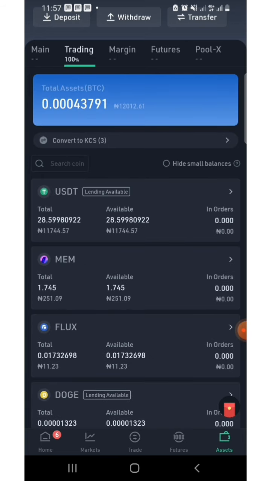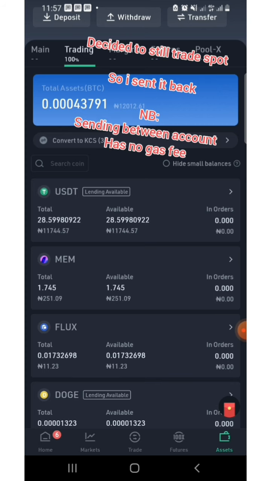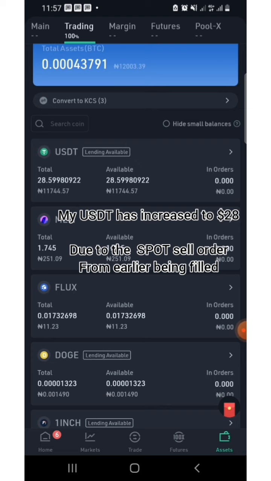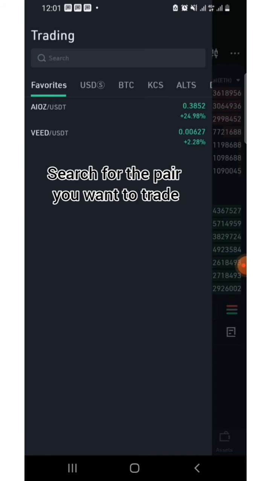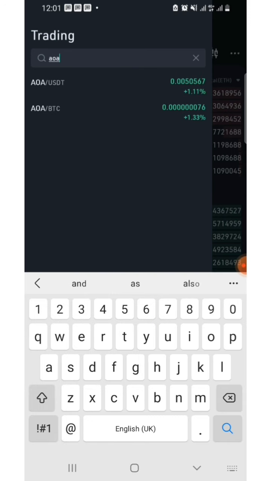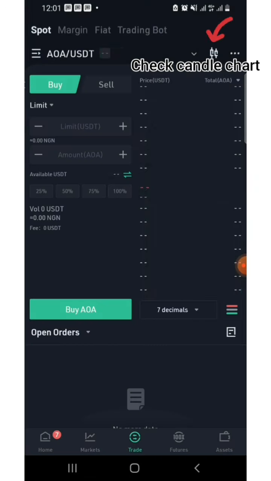I've sent it back to the trading account again, and now we have $28 in the trading account, which means that order has been filled. That coin has been sold at a higher price. So I want to search for what I'm going to trade again. Searching under trading, I'm searching for AOA again. I want to continue trading AOA, so I'm buying AOA.